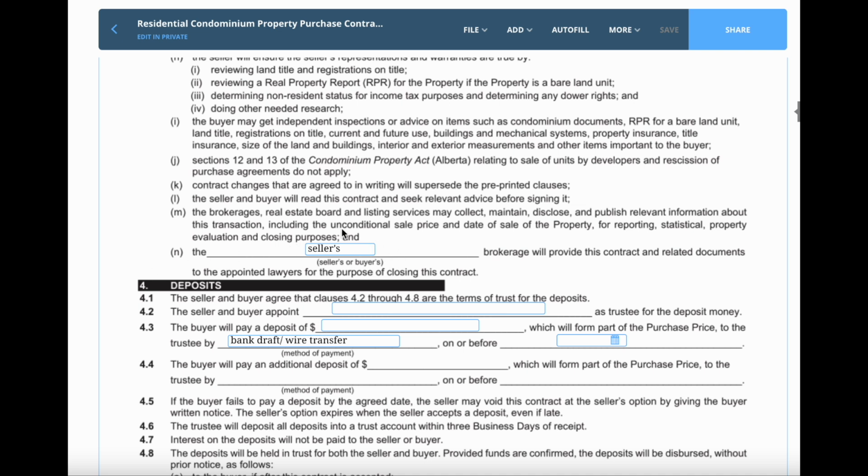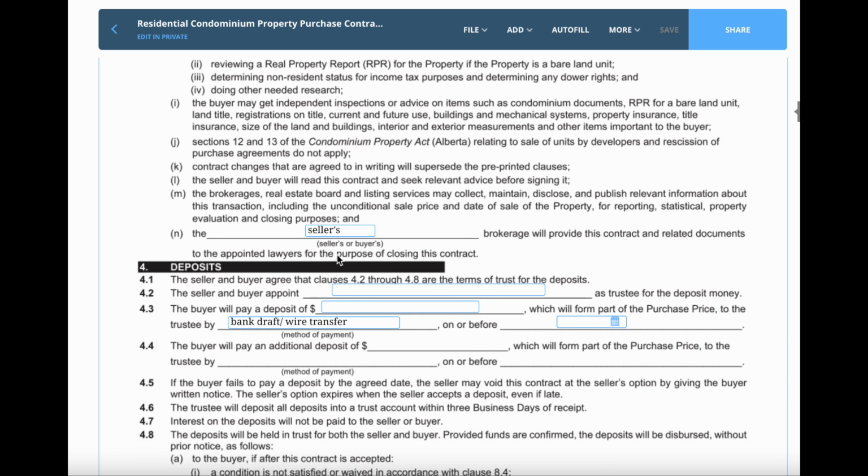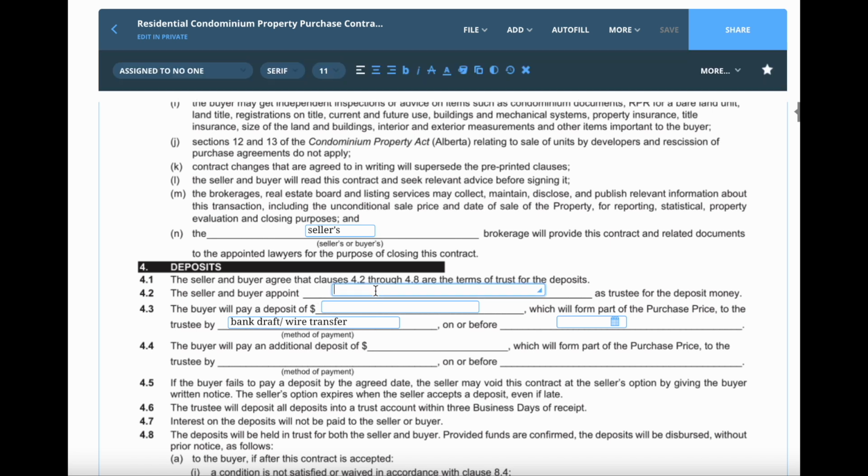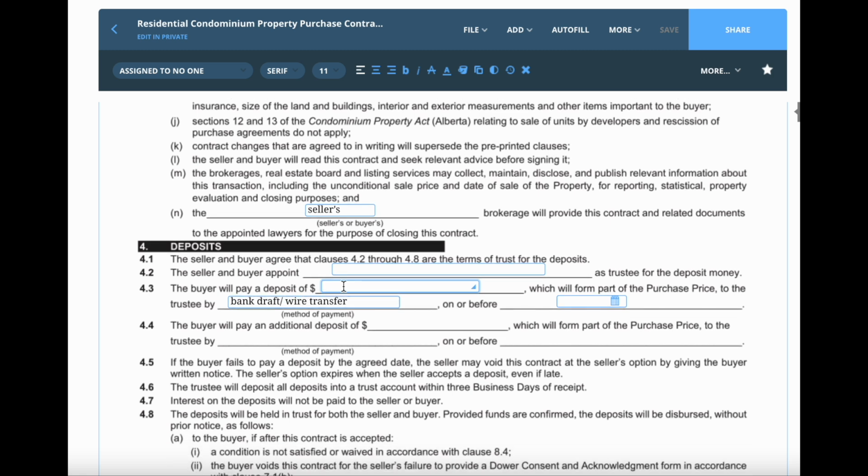And so the deposit, the seller's brokerage will be appointed and will be provided with this contract and all the other documents, and then they will contact the buyer's brokerage and send them all the paperwork. The deposit is an important part of the contract, so we would put the seller's brokerage, for example, if it's Remax First, we would put Remax First here as a trustee, and the buyer would have to pay the deposit depending on the purchase price of the home.